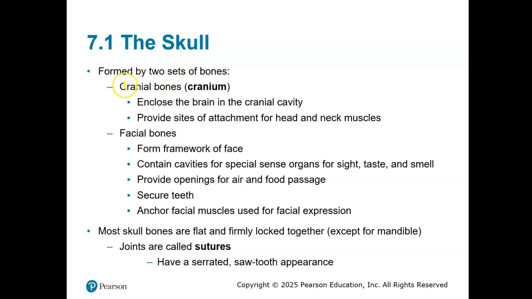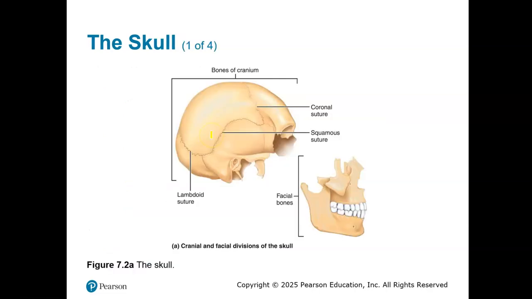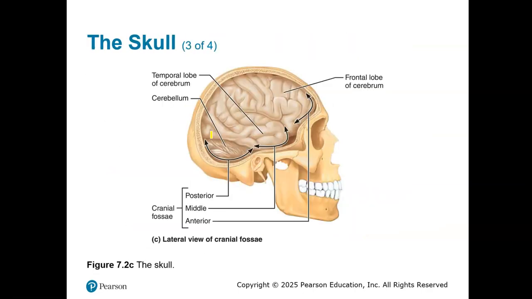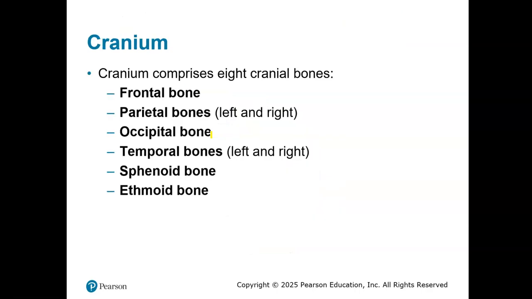So the cranial bones, or the cranium, those are the ones that enclose the brain. I'm trying to find a picture that's got all of them. Okay, these are the cranial bones. The frontal bone is the forehead bone. The parietal bones are on the top of your head, but there's two of them, a left and a right parietal bone. The occipital bone is in the back of your head.